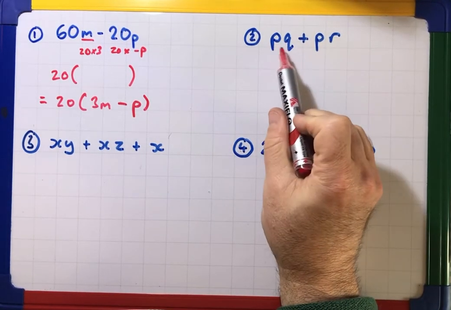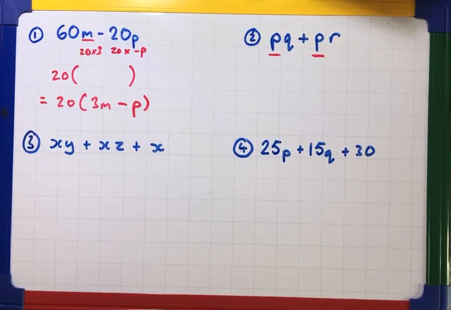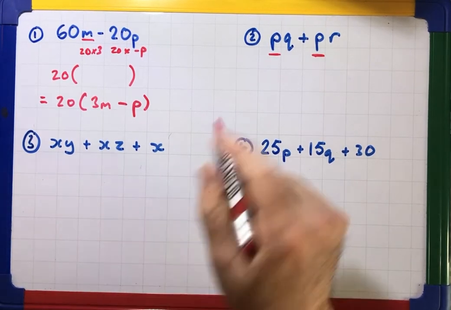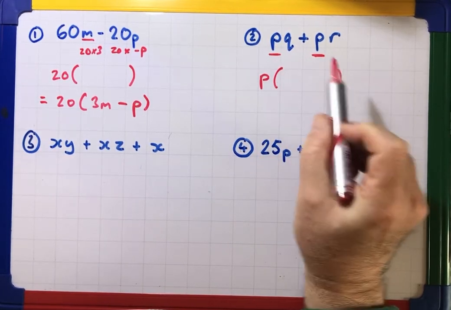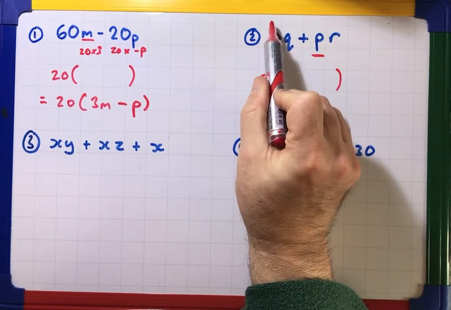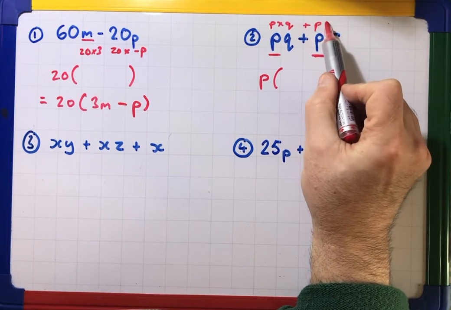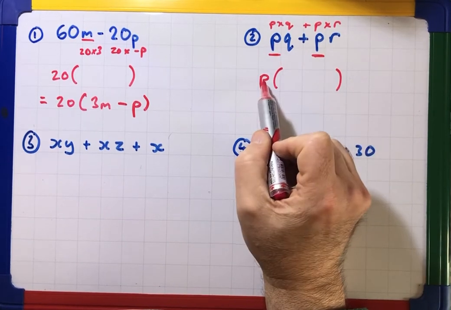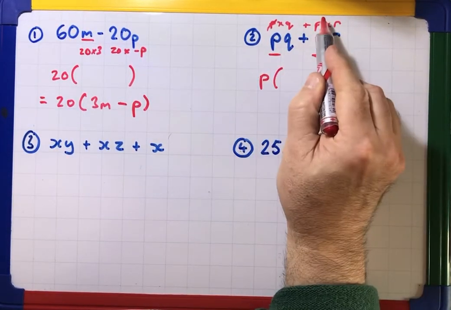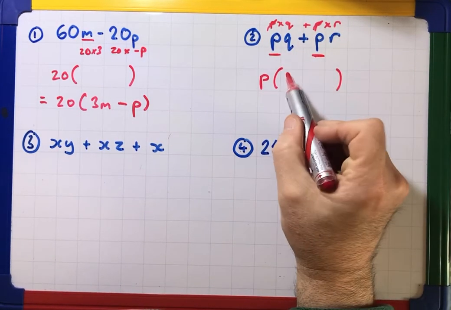Okay, if we're looking at this one, now the bit that's in common for these two this time is not a number, is it? It's a letter. It's the letter P. So we have a P there, yeah? But PQ just means P times Q, doesn't it? And plus P times R. So we put what's in common, which is the P, on the outside of the bracket. But if I do that, that just leaves me Q plus R on the inside.